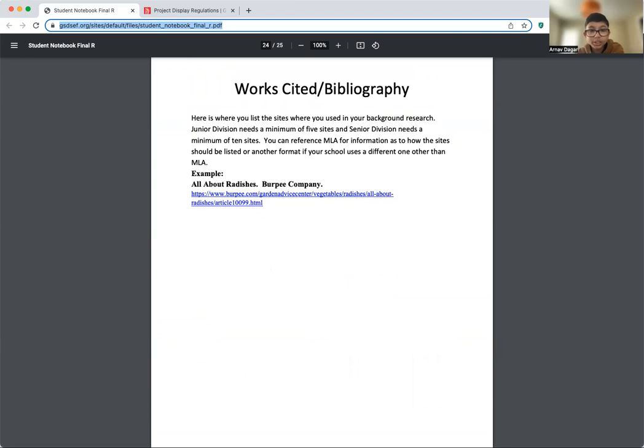All right. Now we have the bibliography, which is a list of items referenced or used as you research this project. Include interviews of people who gave you information. In the junior division, which is middle school students, you need 5 sources, and high school students in the senior division need 10 sources. You should use MLA citations for all your sources. You can easily find websites that help you out with this online.